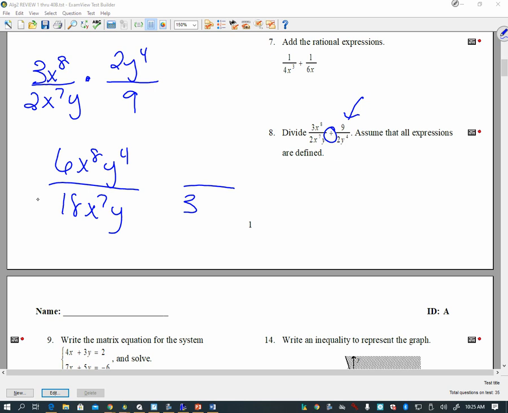I've got x to the 8th over x to the 7th. So I would move this up. So x to the 8th times x to the negative 7th. It's going to be x to the 1st. And now I've got y to the 4th times y to the negative 1st, y to the 3rd. So I should get x y to the 3rd over 3. Is that the answer?